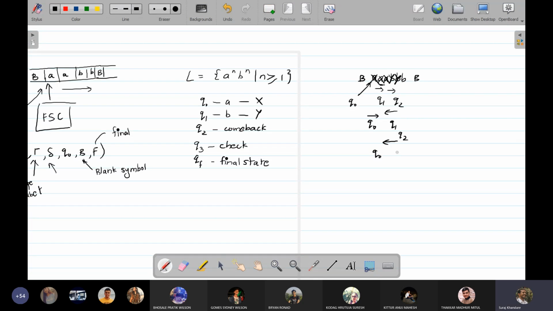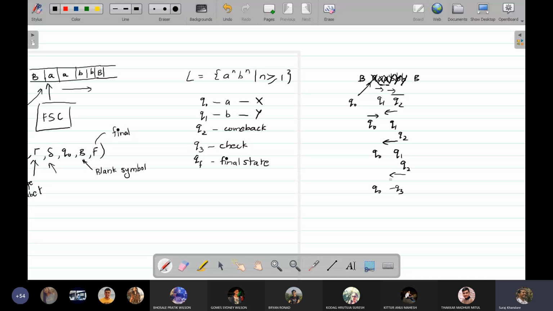Then it will change the state to Q1. In Q1, it will keep on moving to the right and then it will make B as Y. Now it goes to Q2. Q2 is used for coming back. It will come back till the time it finds this X. And after X in Q0, when you get Y, we go to the state Q3.